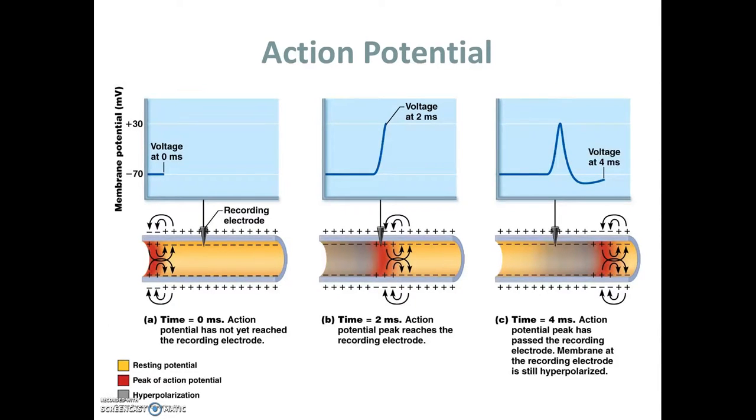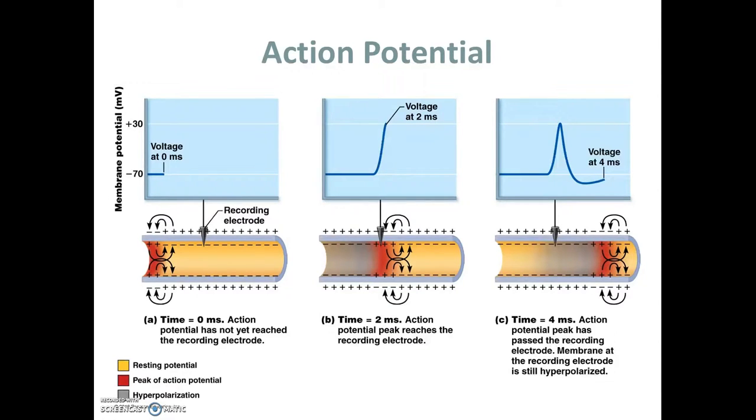In this action potential, we have an electrode that's recording the membrane potential, and as the action potential moves past, we see a depolarization when the membrane gets more positive. That's the middle frame. And then after the action potential has passed, we see that the resting membrane potential returns after a slight period of hyperpolarization.